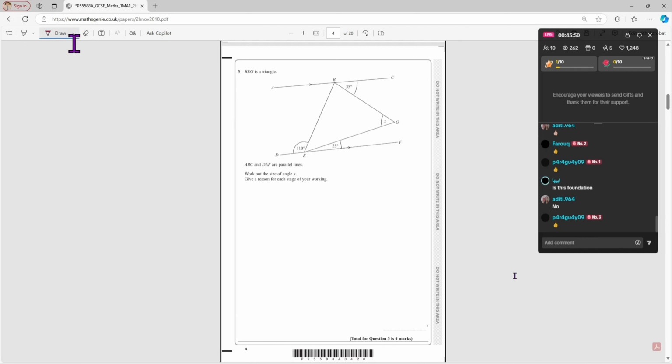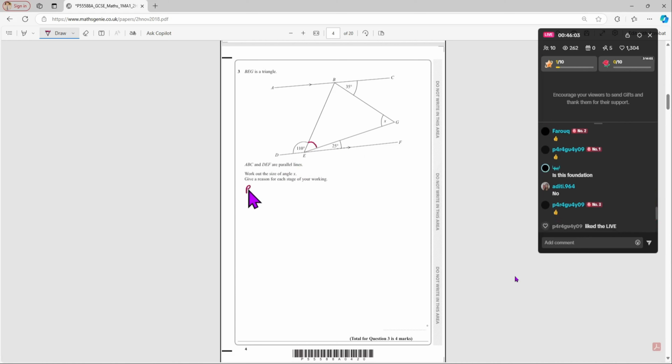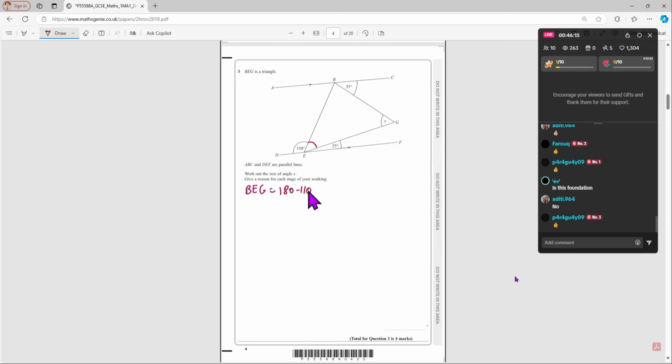How do we do that? So the first thing we can work out is this angle right here. We know that this is a straight line. So we can work out angle BEG. So angle BEG will be equal to 180, because angles in a straight line add to 180. So we know that 180 minus 110, then minus 25 will give you 45 degrees. That will be 45 degrees.